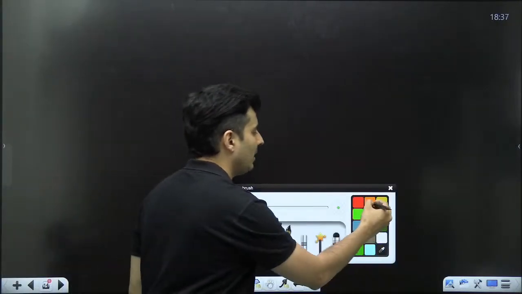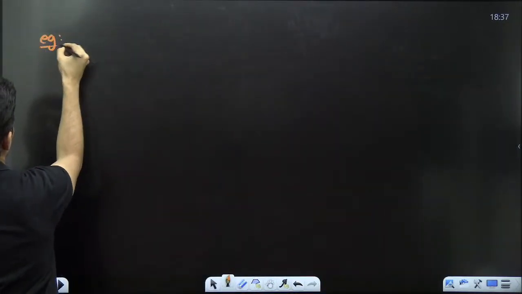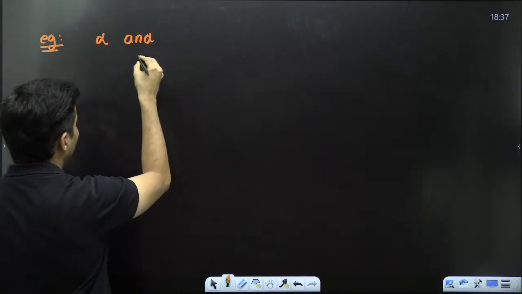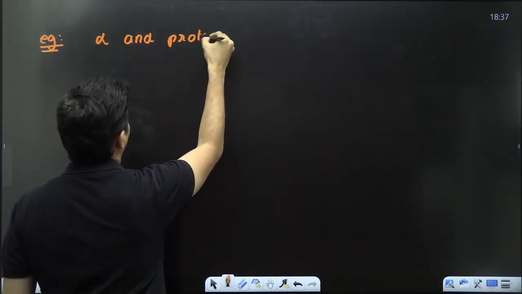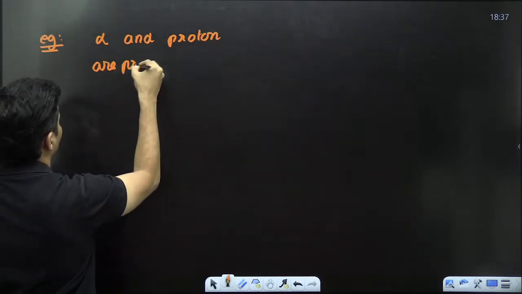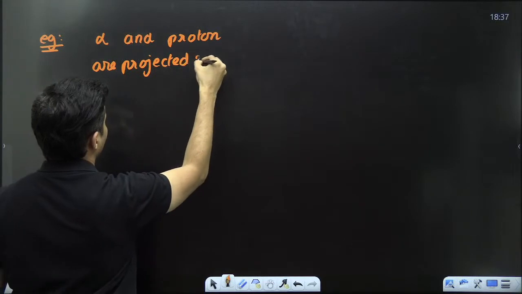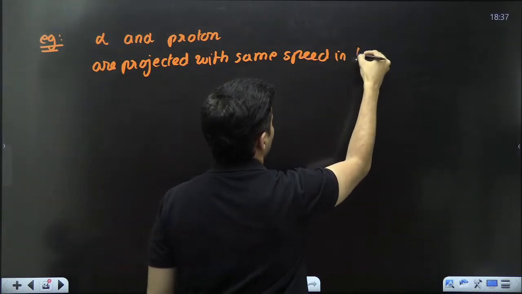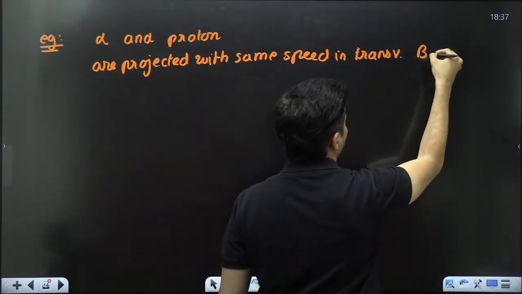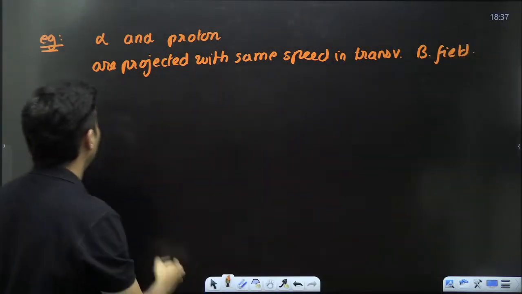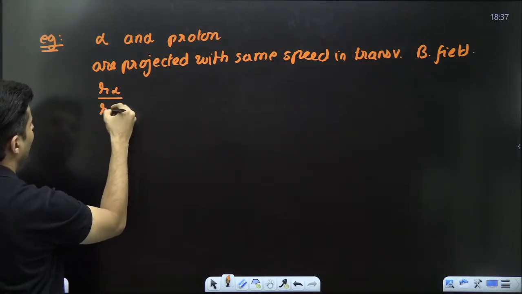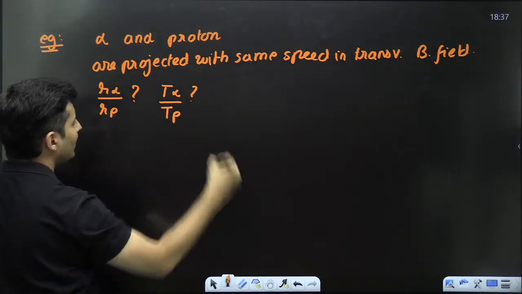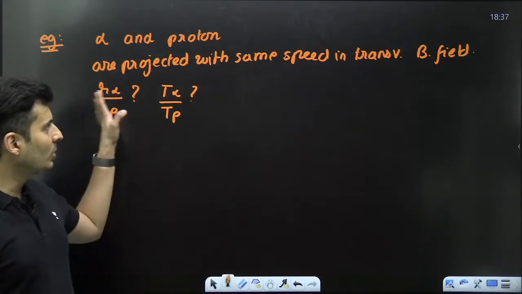If I just give you a simple problem on this: if an alpha particle and, let's say, a proton are projected with the same speed in a transverse magnetic field, then what is the ratio of the radius of the alpha particle upon the proton, and what is the ratio of the time period of the alpha particle upon the time period of the proton? These are the two things that have been asked.